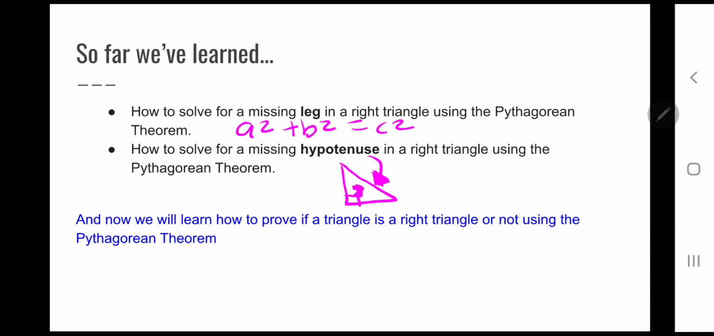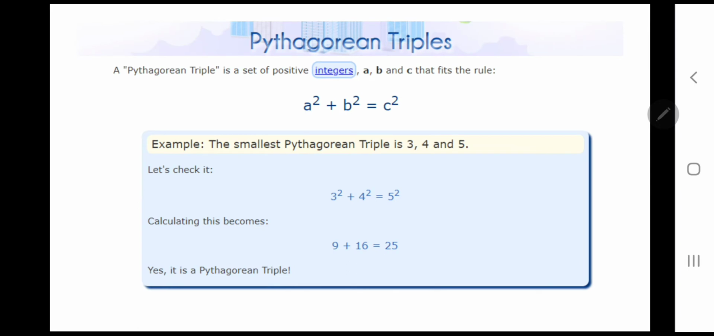Alright, so now what we will learn today is how to prove if a triangle is a right triangle or not by using the Pythagorean theorem. So basically what we're going to do is we're going to take the Pythagorean theorem and we're going to plug the legs into it and see if it equals the hypotenuse. Okay, so let's go ahead and move to our next page here.